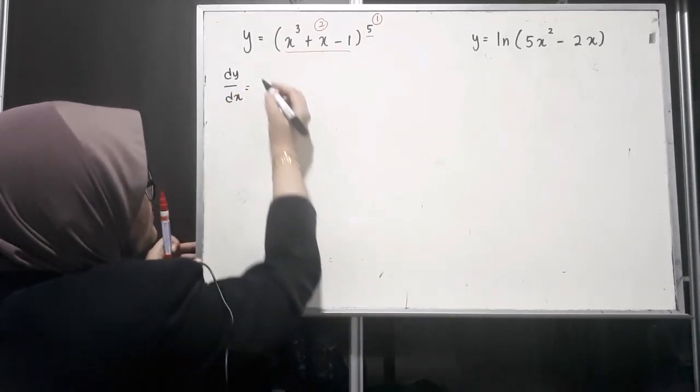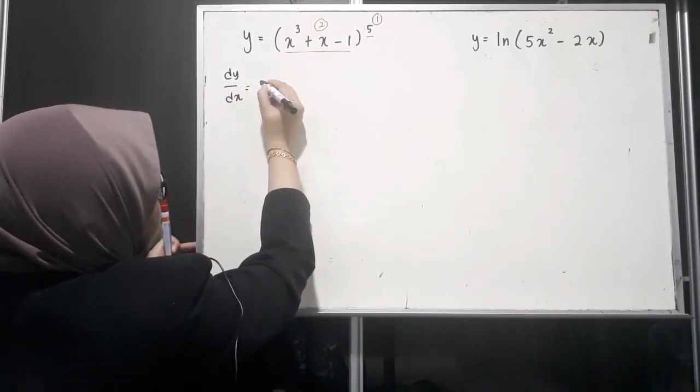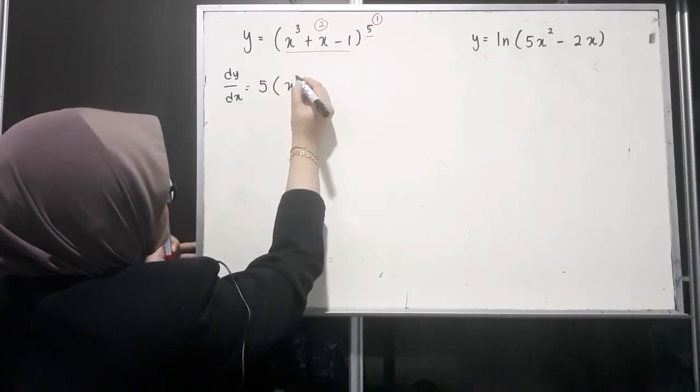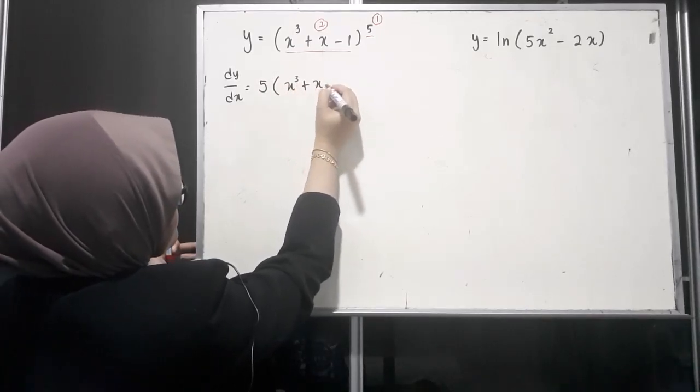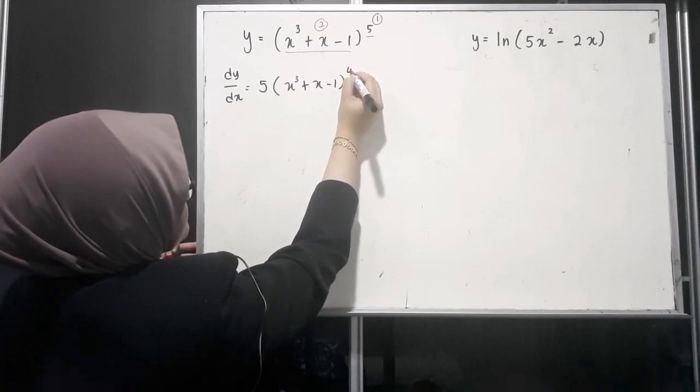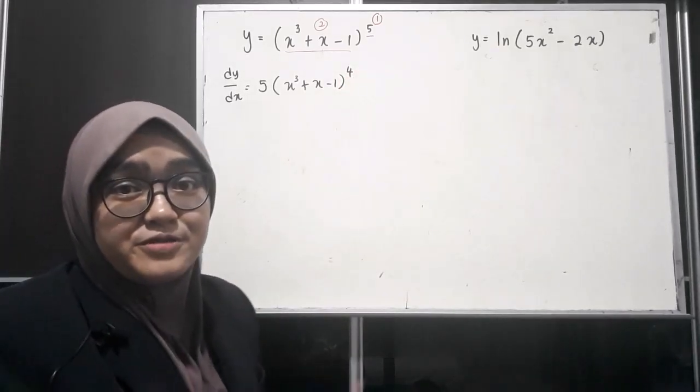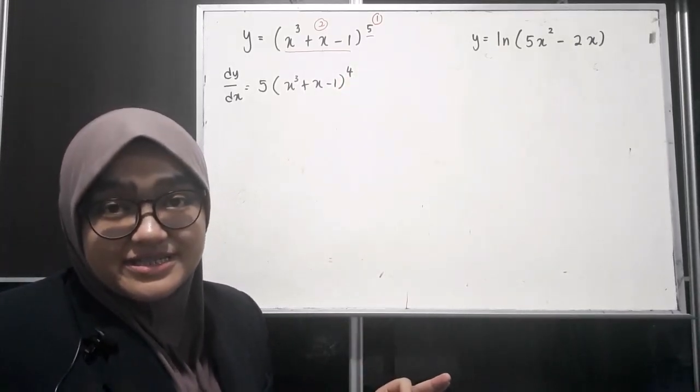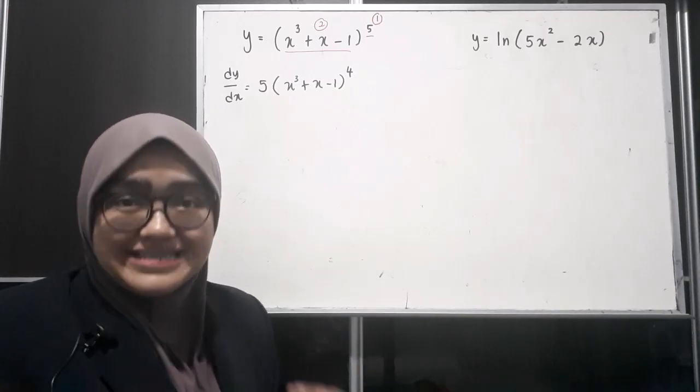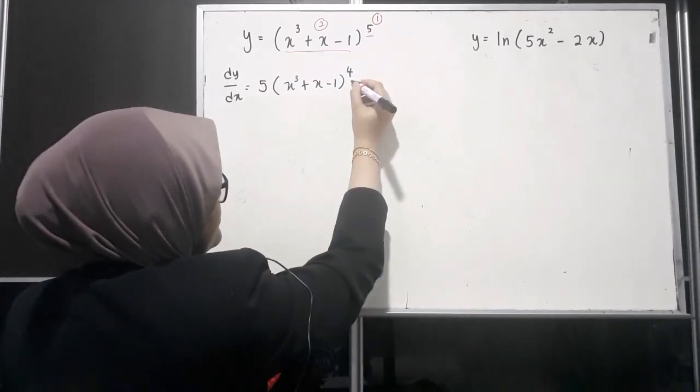Differentiate power 5, 5, power 4. When we differentiate number 1, number 2 should stay the same. And then multiply.